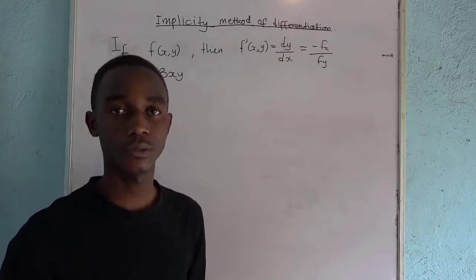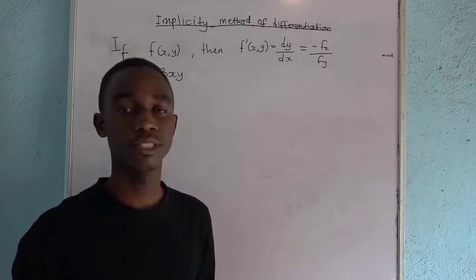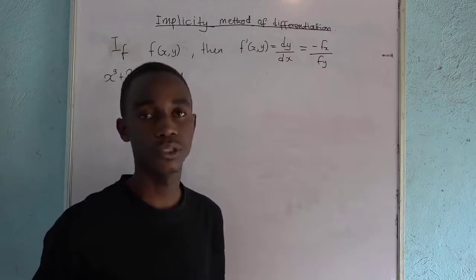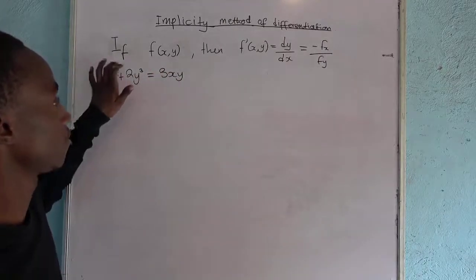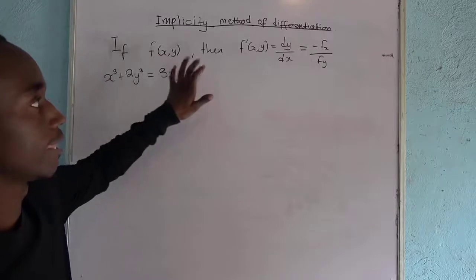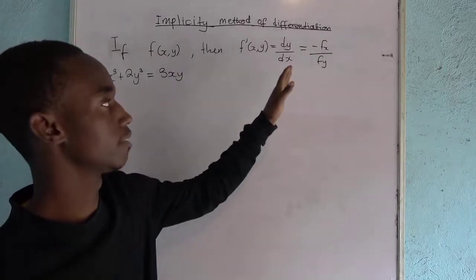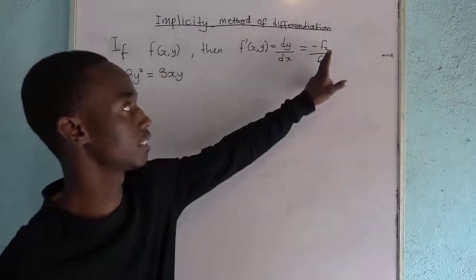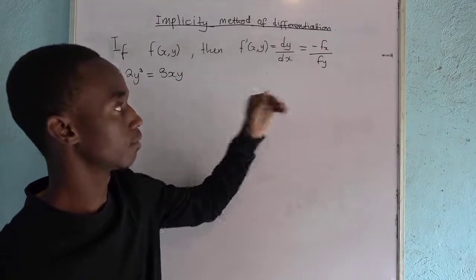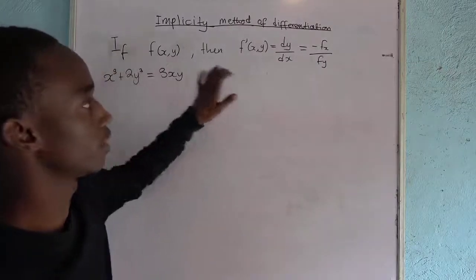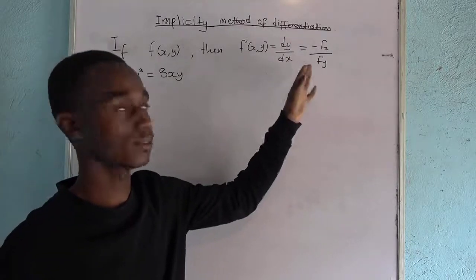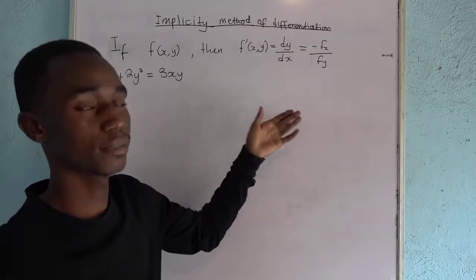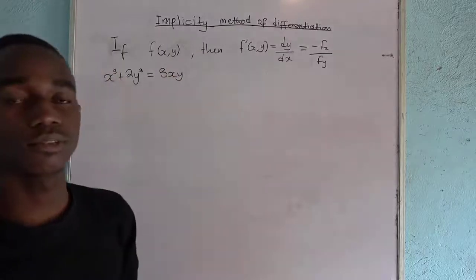So in today's discussion, we're going to look at the implicit method of differentiation and how and when we use it. If you have a function of x and y, then dy/dx is given by the negative of the partial derivative of the same function with respect to x divided by the partial derivative of the same function with respect to y. So that's how we are going to get dy/dx. This is how we are going to differentiate it by the implicit method of differentiation.